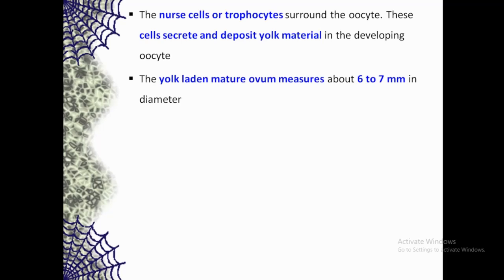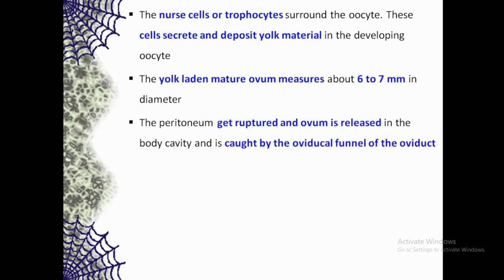Thus, the mature ovum loaded with the yolk measures about 6 to 7 mm in diameter, and the peritoneum of the ovary gets ruptured and the well-developed ovum gets released in the body cavity, from where it is caught by the oviducal funnel of the oviduct.